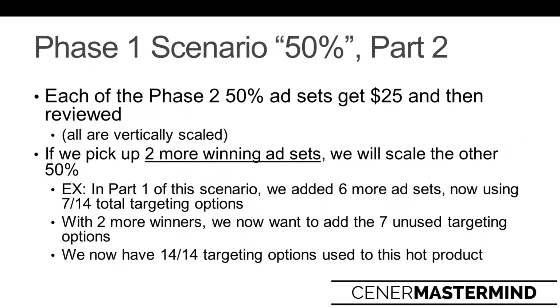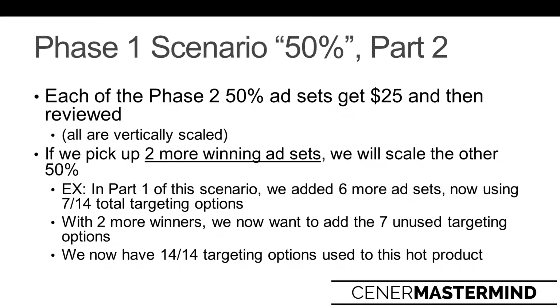Okay, now there's a part 2 of this. Each of the phase 2 50% ad sets get to $25, $5 a day, right? You're going to vertically scale any of them that are working, okay? Now, here's the rule. If you pick up 2 more winning ad sets, basically that means at the $25 mark, if 2 of these horizontally scaled new ad sets, right? Out of the 6 you created, if 2 of them are winning, aka profitable, then we'll scale the other 50%. Basically, then we'll go all in, right? We'll exhaust our options for targeting.